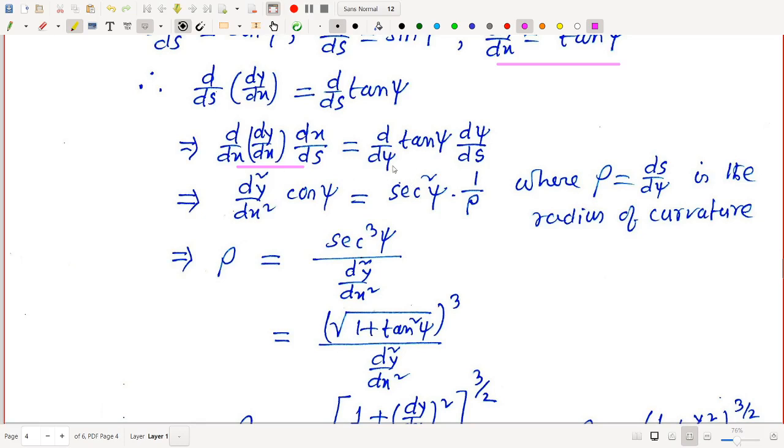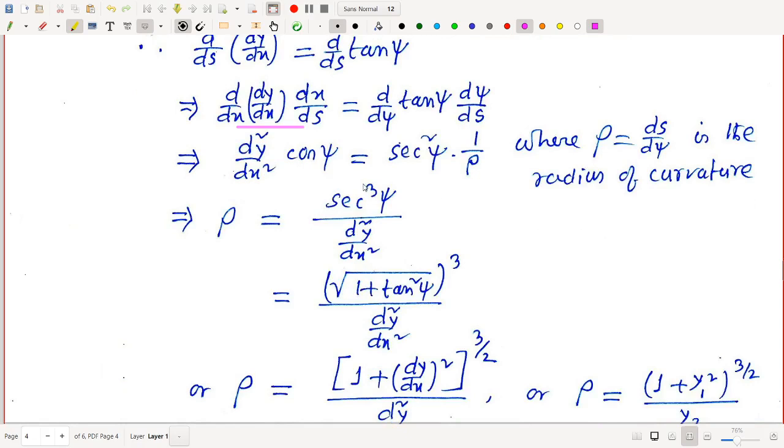Details shown here. So d by dx of dy by dx means d square y by dx square, and dx by ds we know it is cos psi. And here d by d psi of tan psi means derivative of tan psi with respect to psi is sec square psi, and d psi by ds is curvature, so it is 1 by rho, where rho is ds by d psi, the radius of curvature we know. Now cos psi when it comes here will be 1 by cos psi, means sec psi, and rho goes there, so rho is equal to sec cube psi by d square y by dx square.